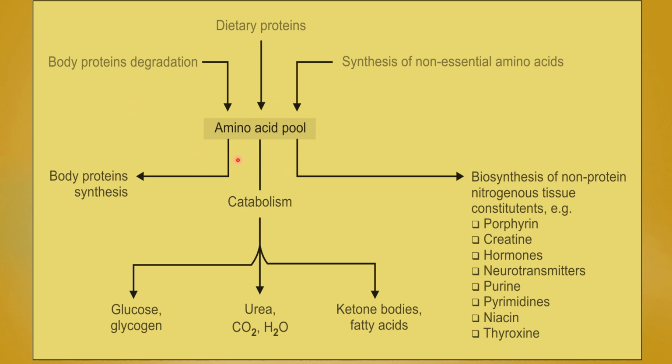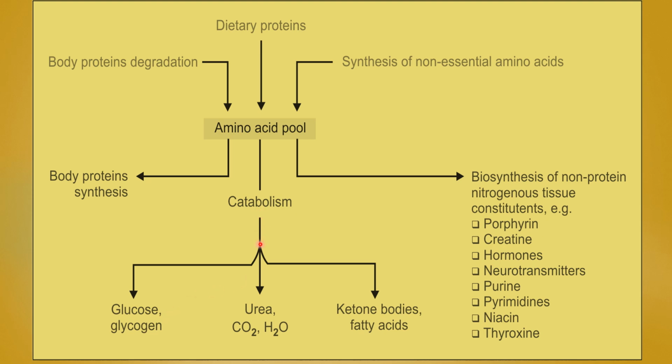Then how is the pool utilized? What are the factors which utilize the amino acids? Body protein synthesis: various organs and tissues pick some amino acids from this pool for protein synthesis. Then catabolism, during which different fractions of these amino acids can be utilized for synthesizing various products, like the carbon skeleton can be used to synthesize glucose, glycogen, and fats also.